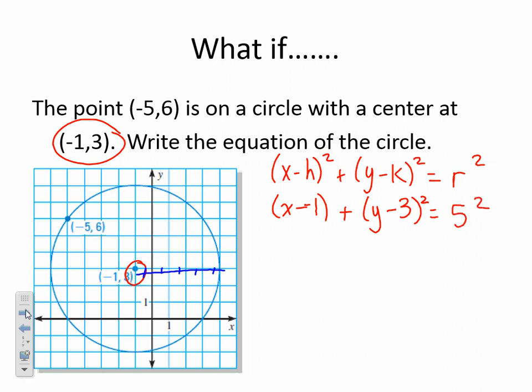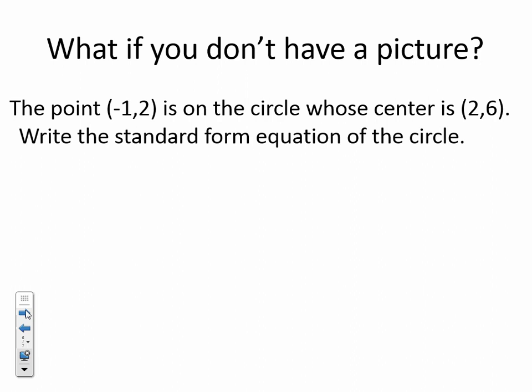X subtracted negative 1 is like x plus 1 squared. And then this stays y minus 3 squared equals 25. So we can see that the h and the k are plugged in there, the radius is plugged in there, because we've written the general form of the equation of the circle.